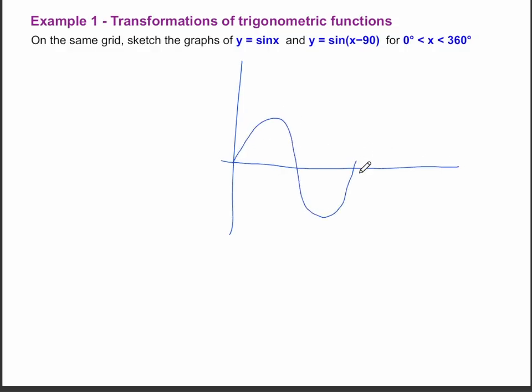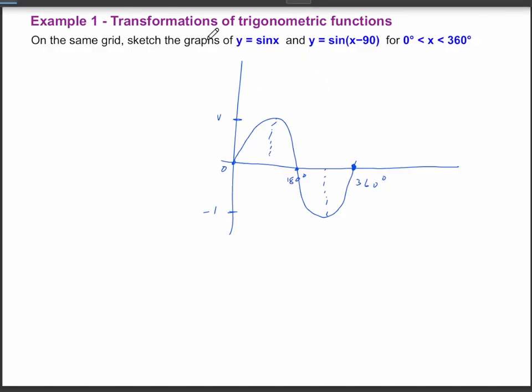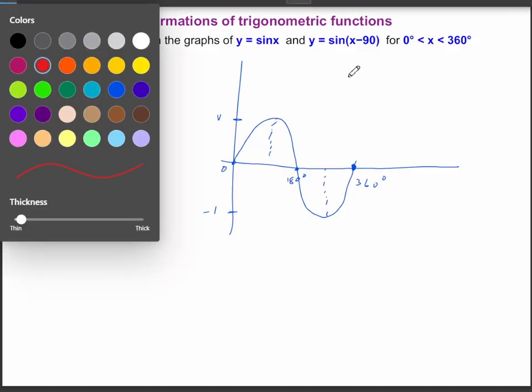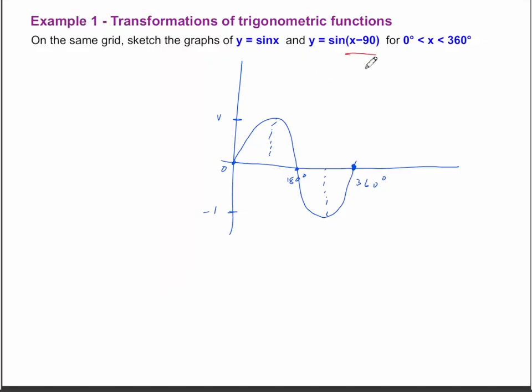Sine x is just a normal start from 0. Period is 360, range is from 1 to -1. So 1 up to -1. This is 360 degrees. This middle part is 180 degrees, this is 90, and this is 270. This is obviously 0. Then what we're doing is shifting it to the right by 90 degrees, because x minus a means moving to the right by a.